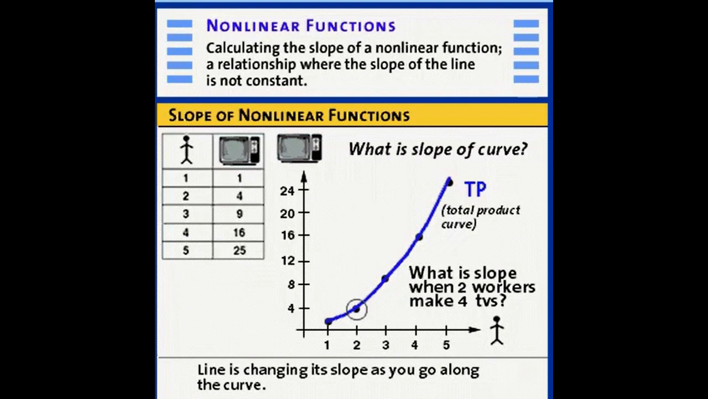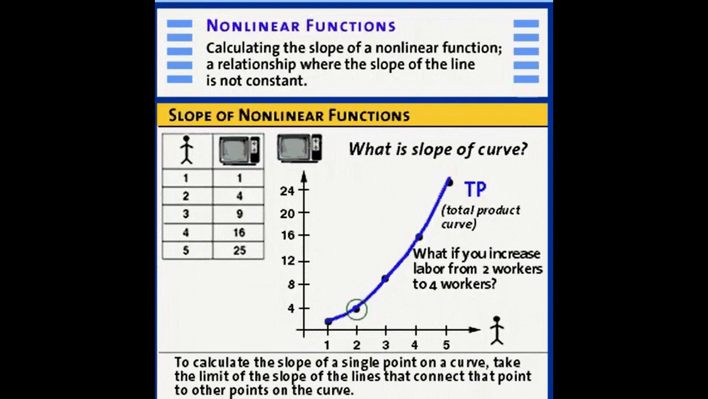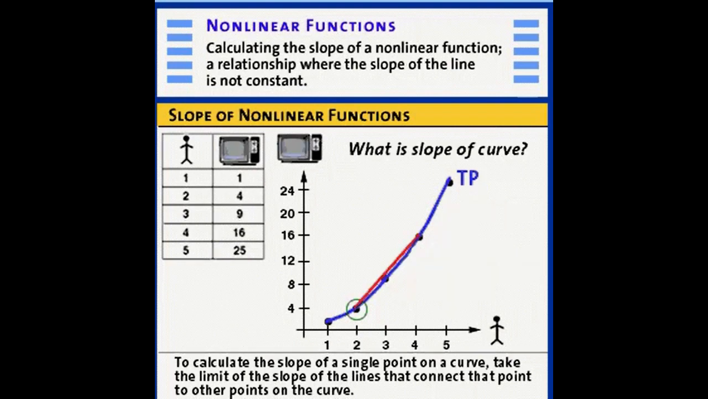Well, here's how we do this. We calculate the slope at a single point by taking the limit of slopes of lines that connect two points on the curve. So for instance, suppose we look at what happens as we move from two workers to four workers. We're moving along a line that connects those two points. This red line connects those two points.